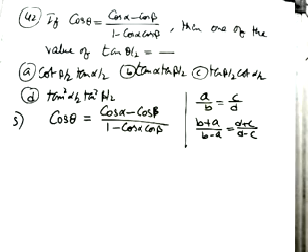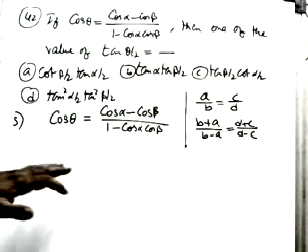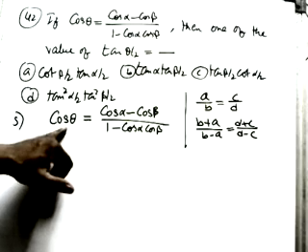Now see the next question. If cos theta equals (cos alpha minus cos beta) by (1 minus cos alpha cos beta), then find one of the values of tan theta by 2. You see here, we can do one thing, watch carefully.